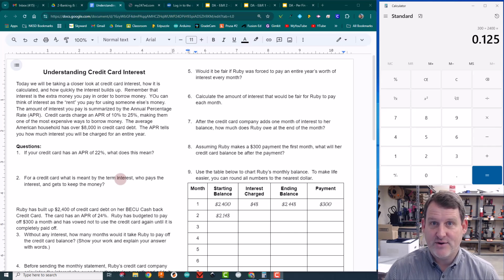The term interest: who pays it and who gets the money? As a credit card holder, the person having the credit card, you pay the interest and the credit card company gets to keep that money as their profit. I think of interest like rent. If you go out and rent a car, you're going to be paying a certain amount of money for rent for that car as long as you have it. Same thing with money. If you borrow someone's money, you've got to pay them rent each month on the money that you still have of theirs. We'll talk more about that as we go along.